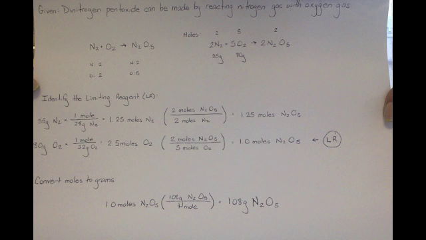The amount of grams for each reactant is also written underneath the balanced equation. The next step is identifying the limiting reagent. We take 35 grams of diatomic nitrogen and divide it by its molar mass. The result is 1.25 moles of nitrogen.